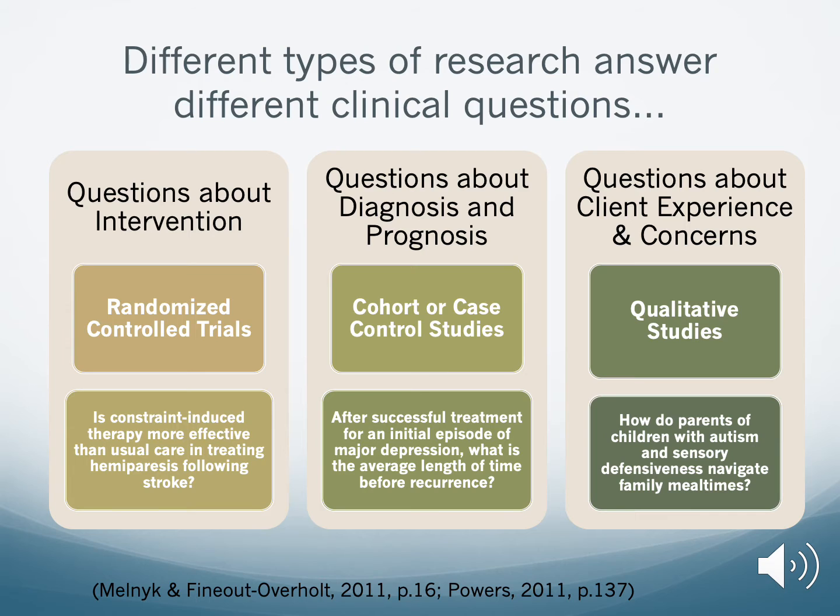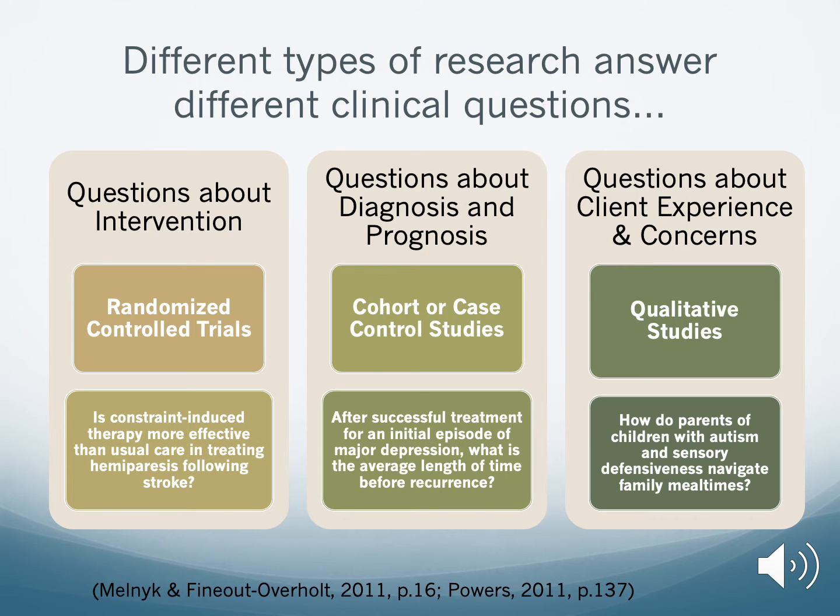An example might be about constraint-induced movement therapy, and is it more effective than usual care in treating hemiparesis? When we're talking about questions about diagnosis or prognosis, a cohort or a case control study might be better. For instance, you might ask a question about after successful treatment for an initial episode of major depression, what's the average length of time before recurrence? You can't assess that in a controlled trial. You need to follow a cohort prospectively and evaluate that.